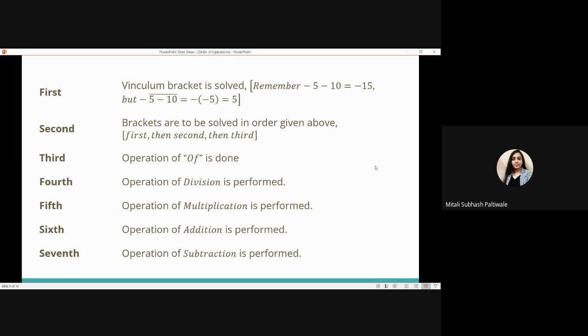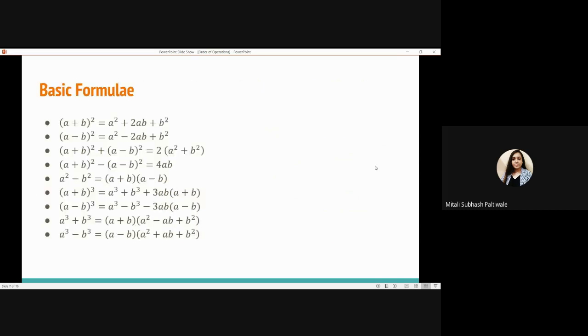The rest I have already talked about, so I'm not going to talk about it again. Now, to solve simplification problems, you should know a few formulas which we have studied before. Here comes the list of basic formulas which we have studied so far, in engineering, in school, or even in 11th or 12th. These are the formulas which we have studied.